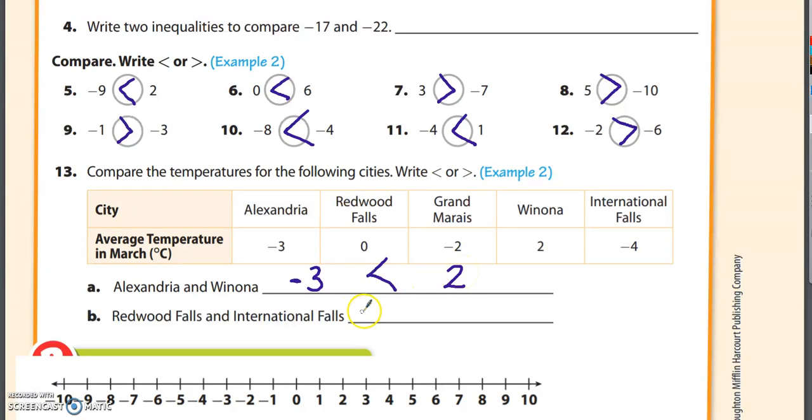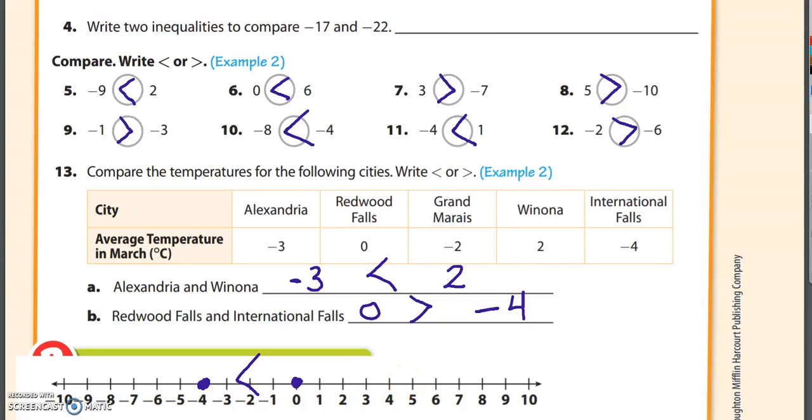Question B said Redwood Falls, which is 0, and International Falls, which is -4. And 0 is not a very big number, but it is greater than a negative. If I put 0 in this number line, -4 right here, 0 is to the right. So I'm going to use this symbol right here. 0 is greater than -4.